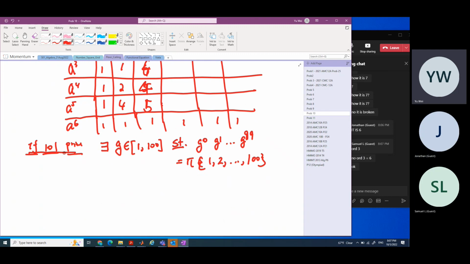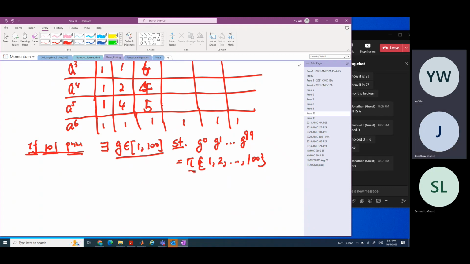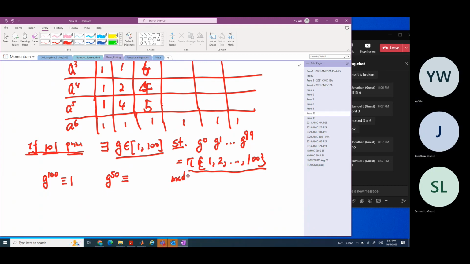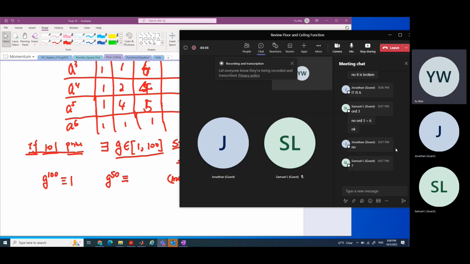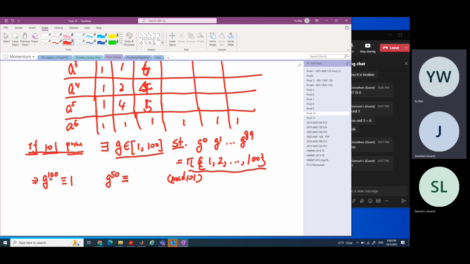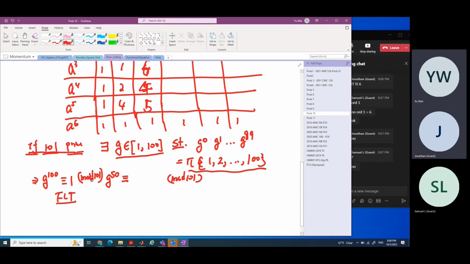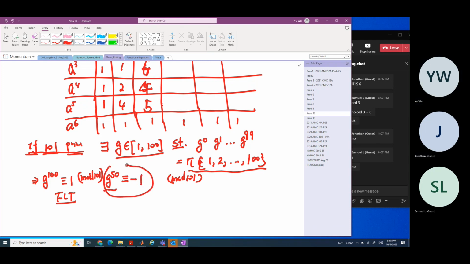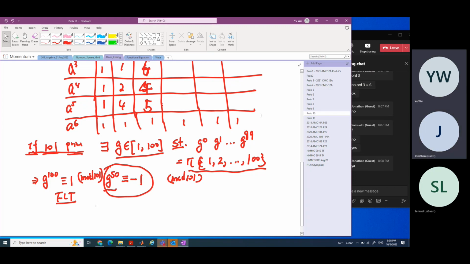So now you can see there is a primitive root, right? This one will cover every number. That means if g to the 100 is 1, what is g to the 50 mod 101? Can it be 1? My question is, for the primitive root, g to the 100 mod 101 must be 1, right? This is what FLT tells us. If g is the primitive root, what is g to the 50 mod 101? This must be negative 1, otherwise it would not be a primitive root.